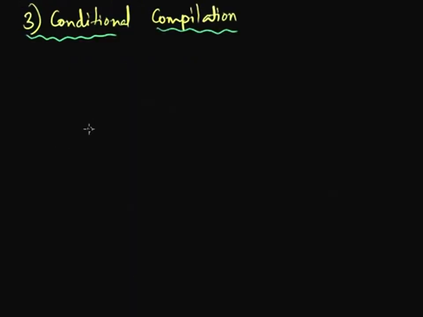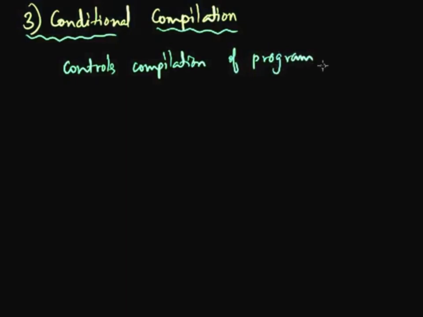So let us talk about the third type of preprocessor directive, conditional compilation. What conditional compilation offers is that it controls the compilation of the program. You can specify which parts of the program are to be compiled and which parts are not, of course based on some conditions, right? So let me write the conditional compilation directive here.